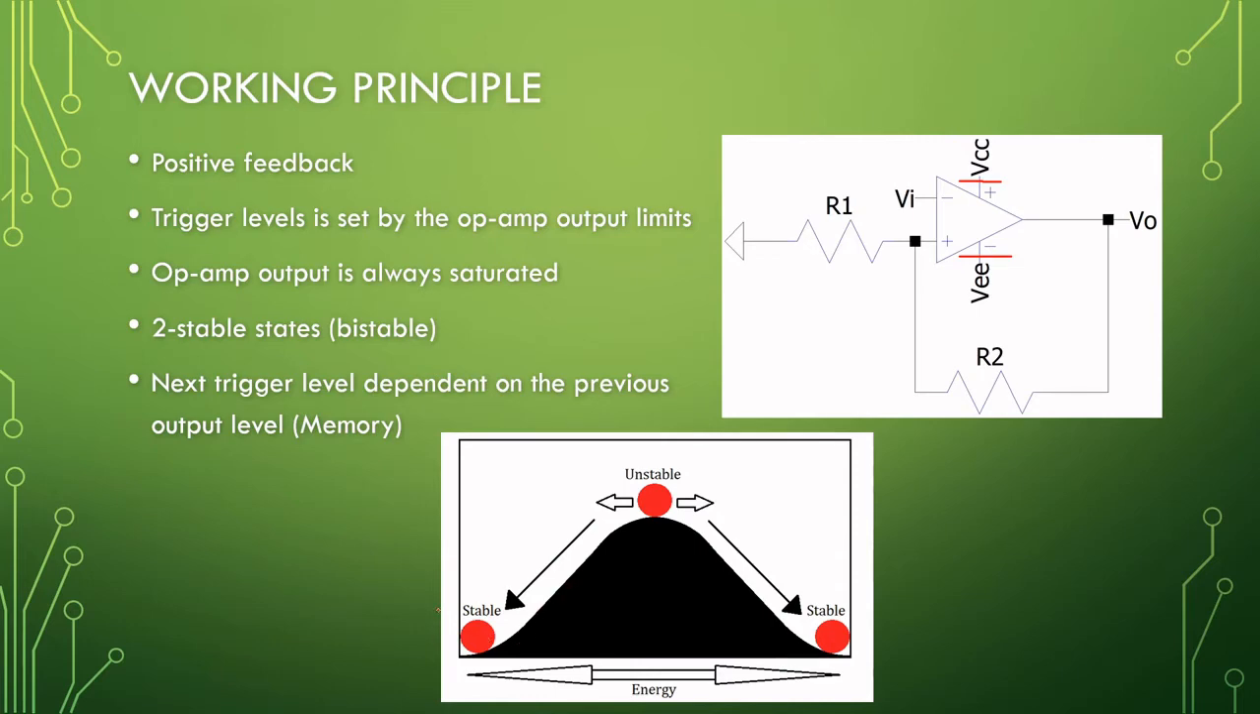Okay, so one side could be the output being saturated positive and the other being saturated negative. By putting an input in, you push this ball to the other side, and some other form of energy is needed to push the ball back. So the trigger levels of this bistable are very dependent on the previous input.